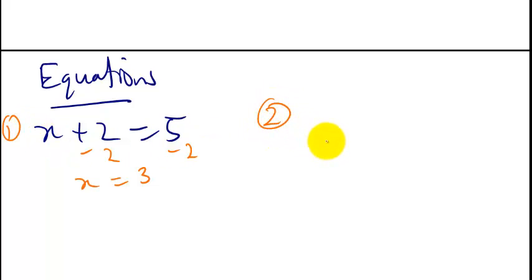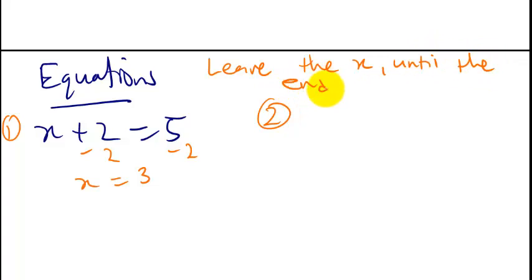Okay, x plus 2 equals 5. So what you do to one side, you do to the other side. The trick is leave the x until the end. That's it. Alone.